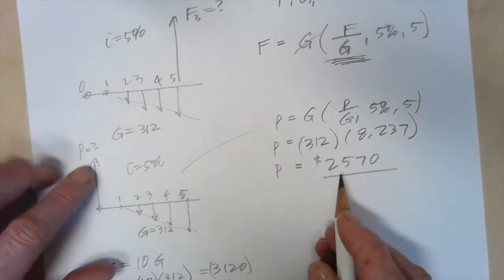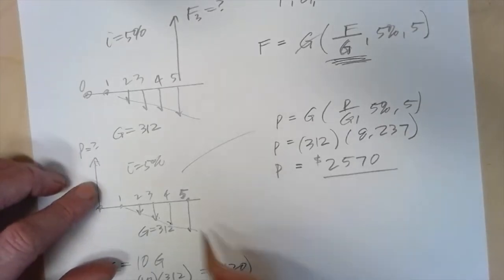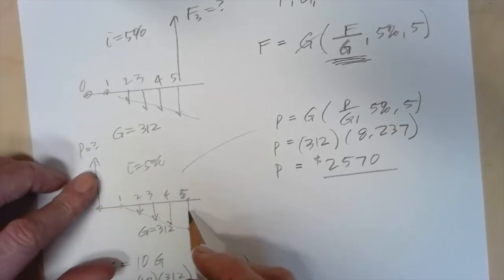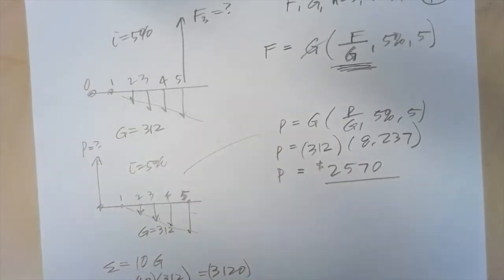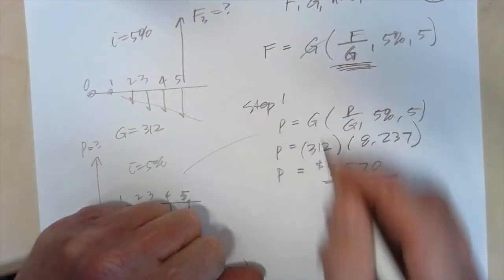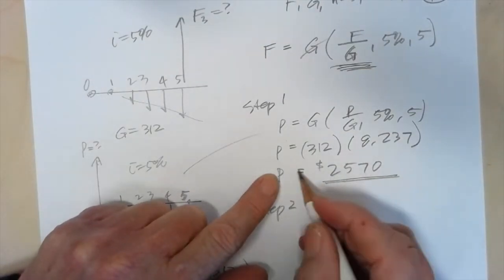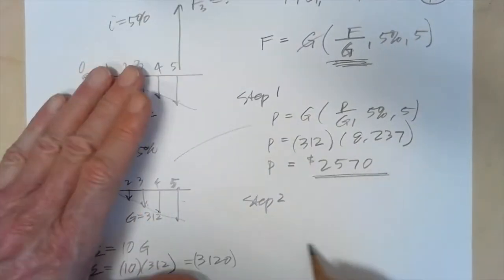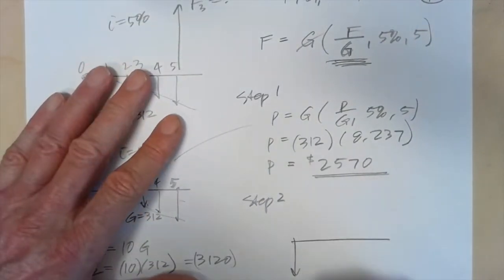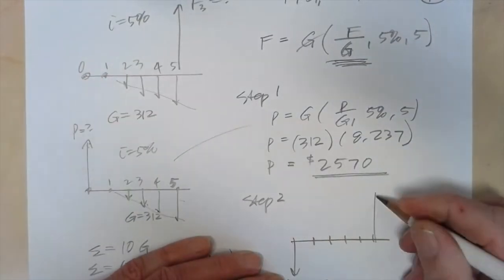Now, you know the P has to be less than that, right? Because this is a loan. The sum of the bottom is greater than the sum of the top in a loan, as we learned previously, one of the two fundamental types of cash flow diagrams. Do we stop here? No. This is step 1. Step 2 is we now are going to calculate the F from the P. So here's what we have, ladies and gentlemen. The P is 2,570. What is my F?